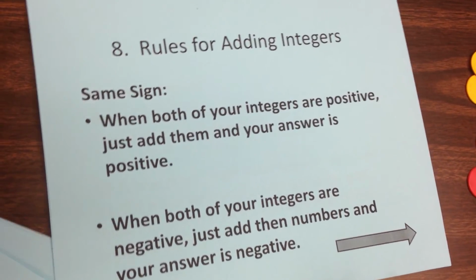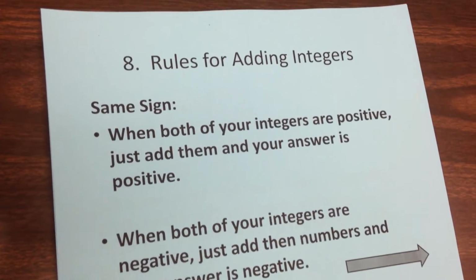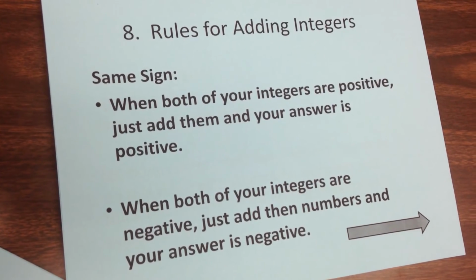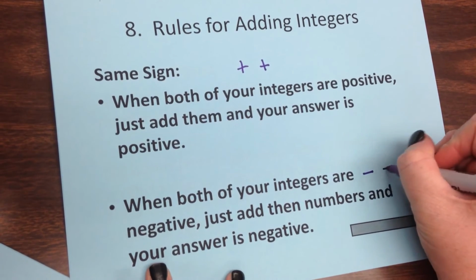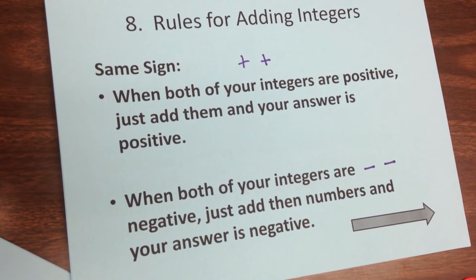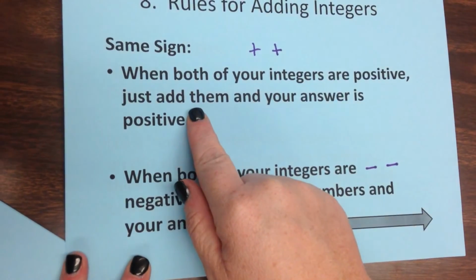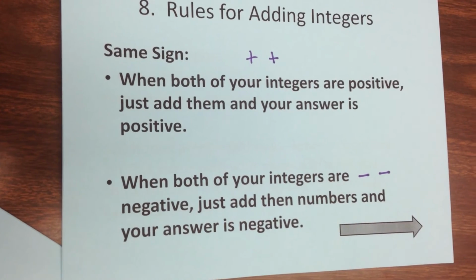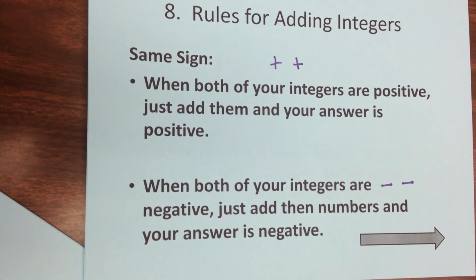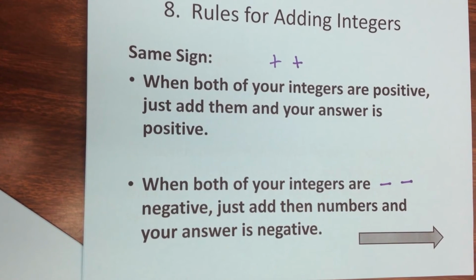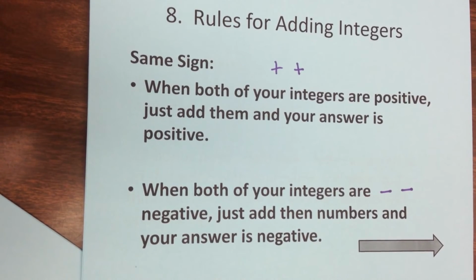Okay, number 8, your rules for adding integers. I want you to go ahead and write these down for number 8. Same sign means when it's a positive plus a positive or a negative plus a negative. So when they're both positive, such as +2 plus +3, you just add them. 2 and 3 is 5, and your answer is positive. But when both of your integers are negative, -1 plus -6, you just add those numbers. 1 plus 6 is 7, and then your answer is negative. You keep the same sign as both of those.